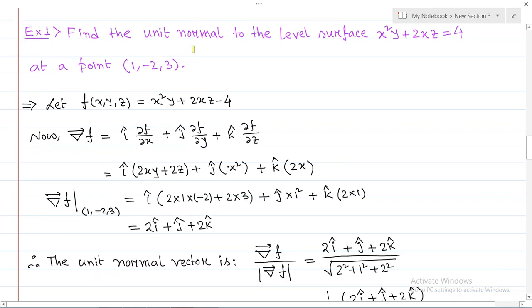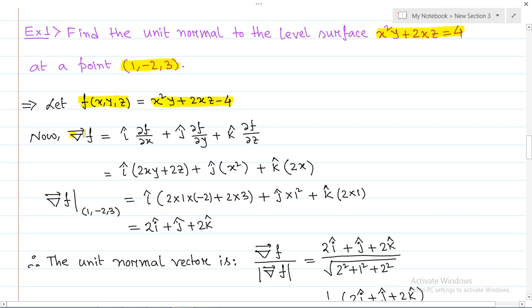The first question is to find the unit normal vector to the level surface x²y + 2xz = 4 at the point (1, -2, 3). It is quite easy, but before we find it, we have to consider the level surface as a function. So we consider a function f(x,y,z) = x²y + 2xz - 4, taking 4 to the left hand side.